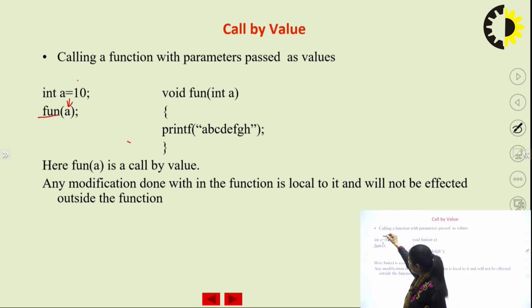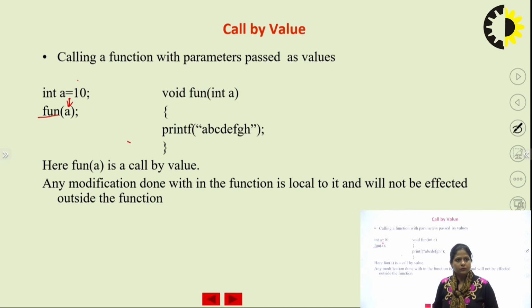Whatever the value of a will be, that will simply be passed over here. If we do any kind of modifications in the formal parameters, not in the actual parameters we have passed the value, those changes will be local to that block of code.